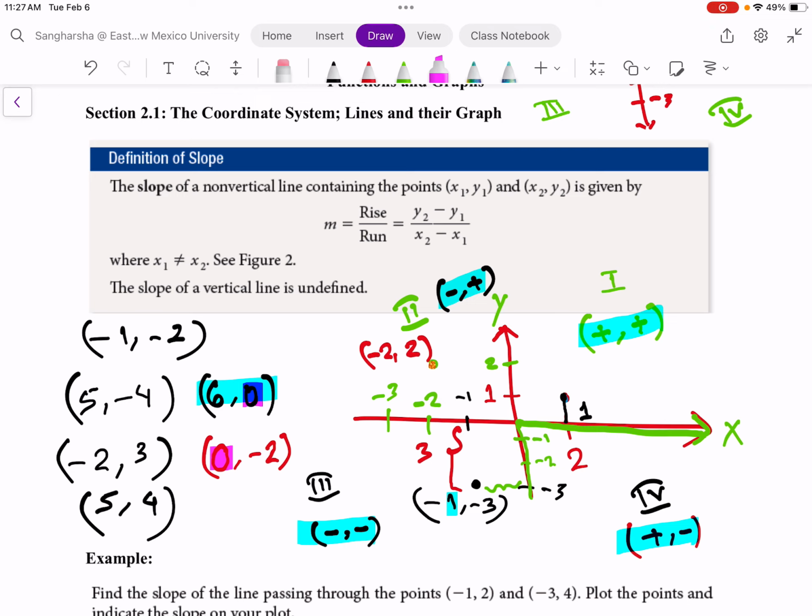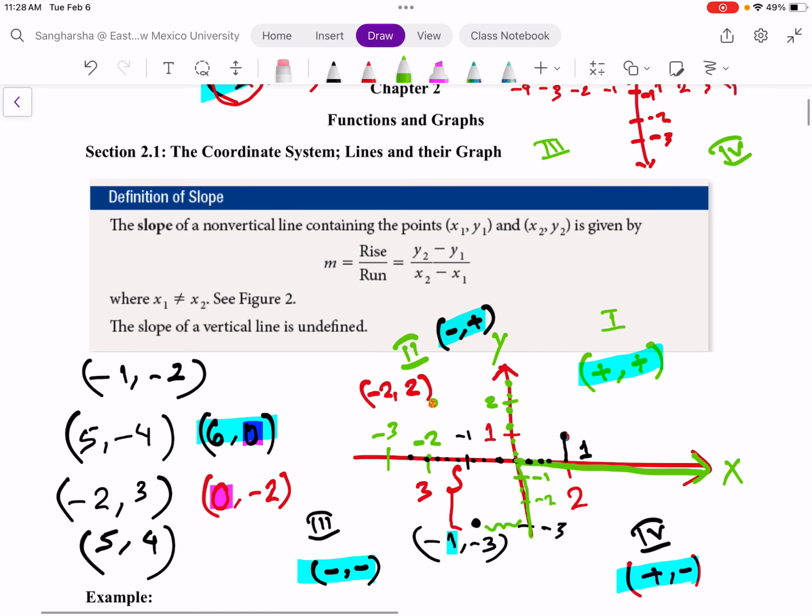Okay, so every point that we find on the x-axis has y coordinate equal to 0. Similarly, every point on the y-axis has x coordinate equal to 0. So every point on the y-axis has x equals 0, and every point on the x-axis has y equals 0. Okay, so this is about the coordinate system.